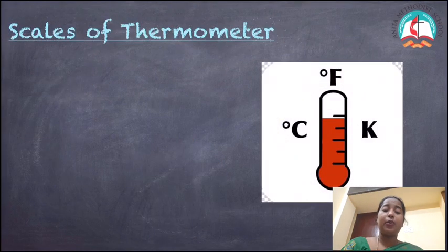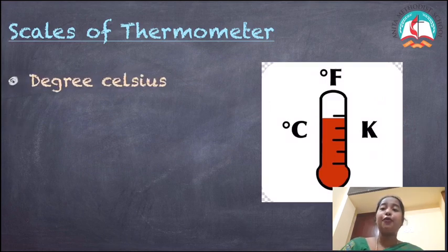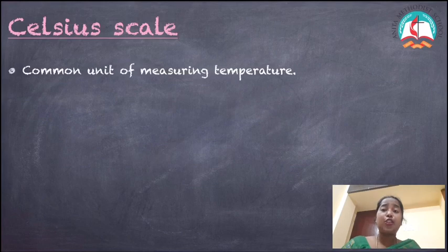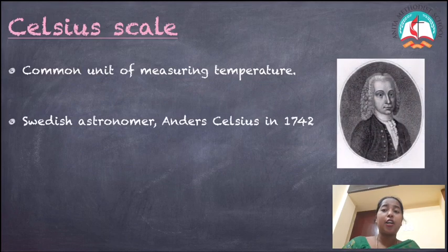Scales of thermometer. We have already learned about 3 units which are used to measure temperature: degree Celsius, Fahrenheit and Kelvin. So first we are going to see about the Celsius scale. This Celsius scale is a common unit of measuring temperature. It is named after the Swedish astronomer Anders Celsius in 1742.